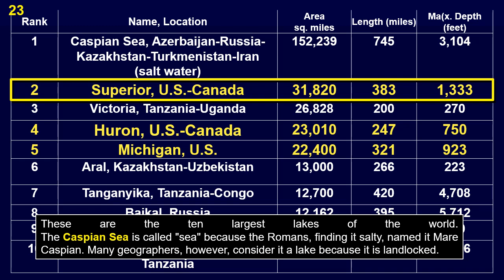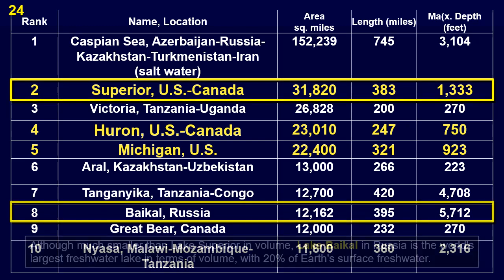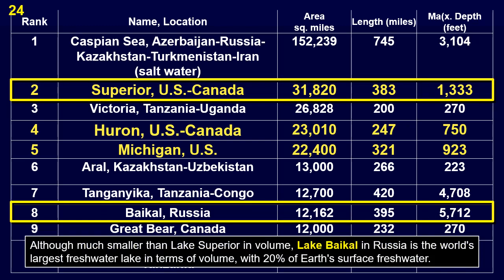The Caspian Sea is called a sea because the Romans, finding it is salty, named it Mare Caspium. Many geographers, however, consider it a lake because it is landlocked. Although much smaller than Lake Superior in volume, Lake Baikal in Russia is the world's largest freshwater lake in terms of volume with 20% of Earth's surface fresh water.